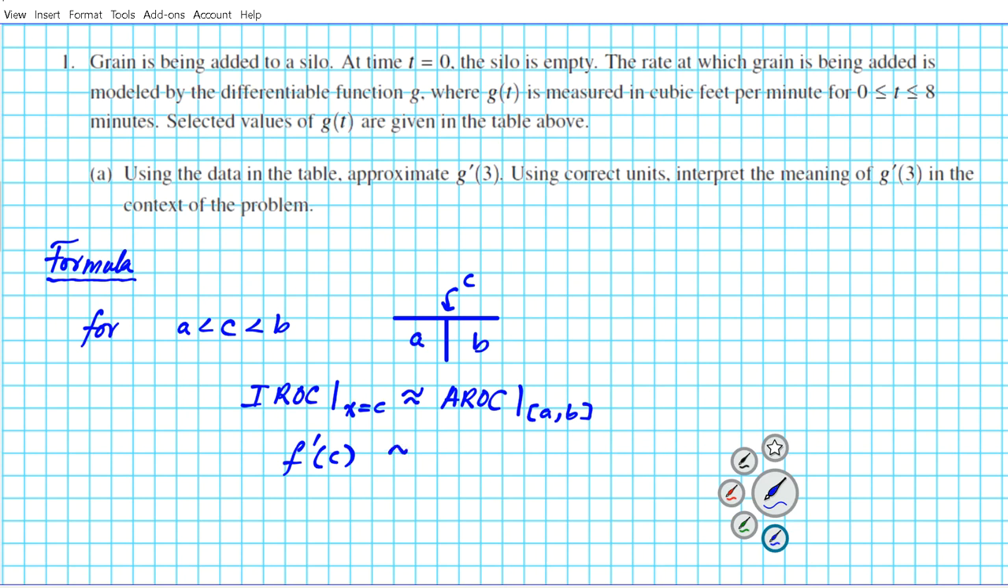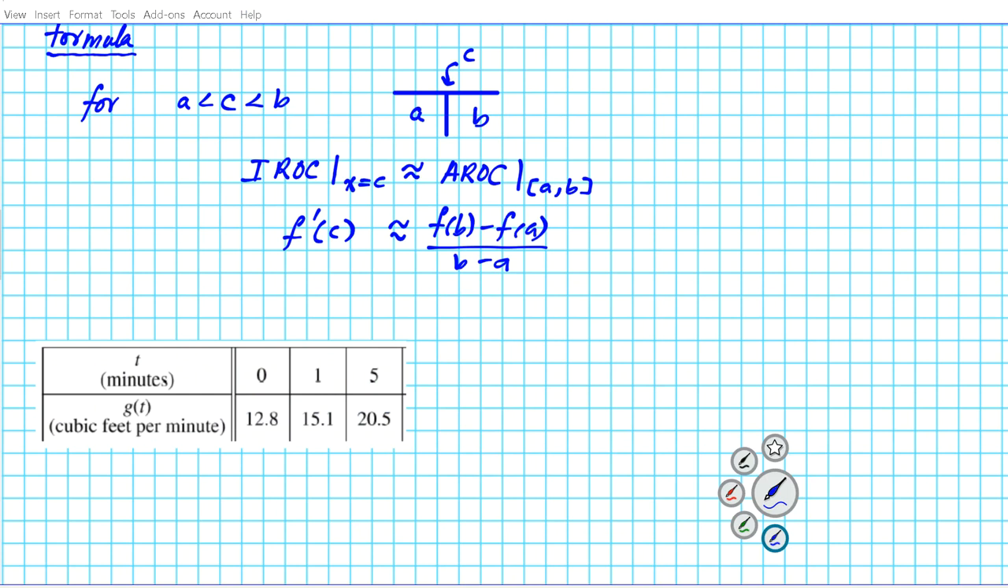And this derivative can be estimated using the average rate of change, f of b minus f of a divided by b minus a. This is like the conclusion of the mean value theorem. If you have a function that's continuous and differentiable on an interval a, b, then there's a c in that interval where the derivative at c is equal to the slope of the secant line through a and b. So this is the formula that we're going to be using for this problem. Let's go ahead and get started.